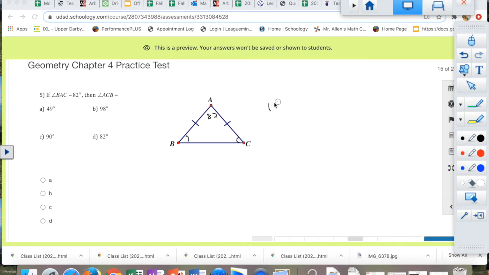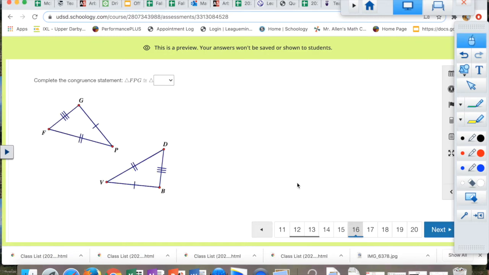So I'm going to do 180, subtract the vertex angle, 82. I get 98 degrees. The 98 degrees is for both of these angles, so I'm going to do 98 divided by 2, and both of those angles are 49 degrees. So my choice is A, 49.